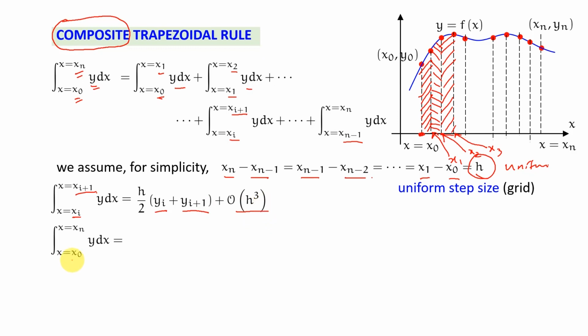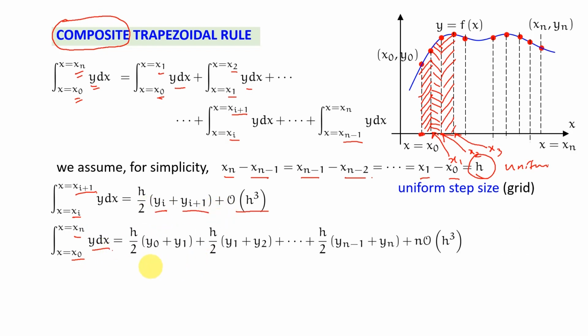So when I take the integral from x0 to xn of y dx, it will be the summation of all such terms. That means h by 2 multiplied by (y0 plus y1), plus h by 2 multiplied by (y1 plus y2), and so on, all the way up to h by 2 multiplied by (yn minus 1 plus yn), plus n multiplied by some error, which we know is of the order of h cubed.